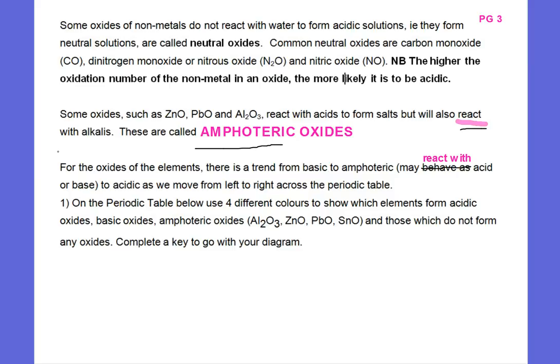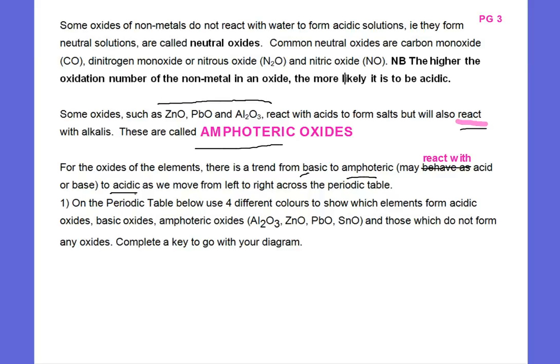And because we just learnt that metal oxides are typically basic, there's a small range of metals in the middle of the periodic table which are amphoteric. We learnt that generally nonmetal oxides are acidic. There's a trend across the periodic table which goes from basic to amphoteric in the middle to acidic as you move from left to right across the table.